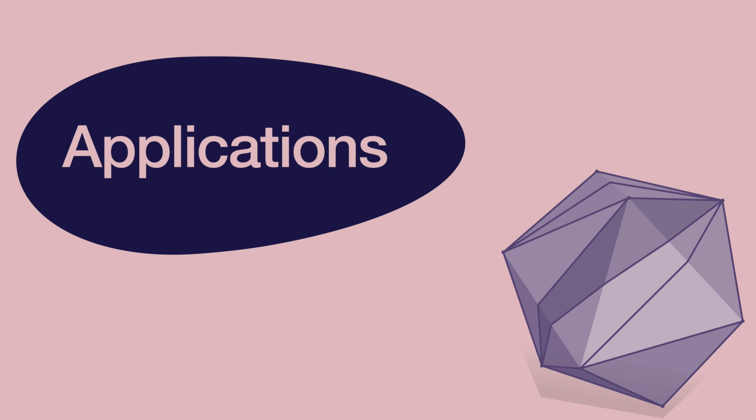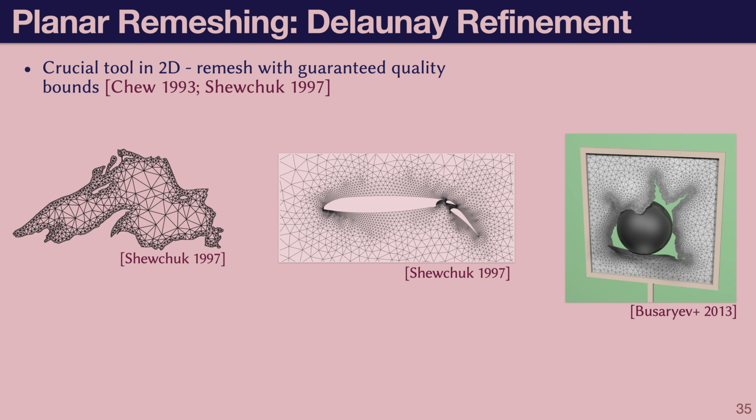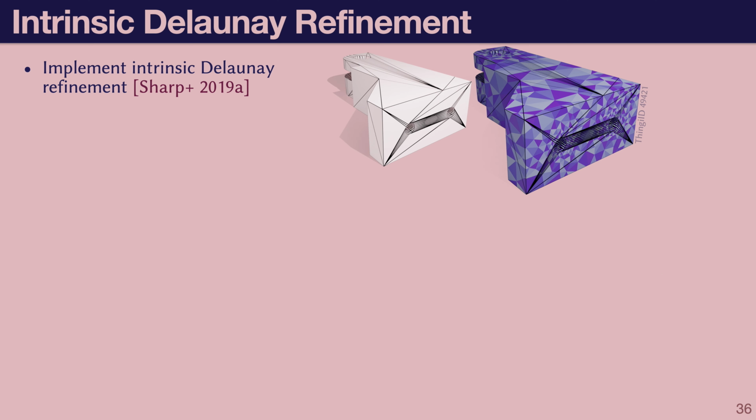Now, let's briefly discuss some applications. First, we'll look at retriangulation. In the plane, there's a classic tool called Delaunay refinement, which efficiently computes meshes with guaranteed quality bounds. This algorithm is used throughout computational geometry and simulation to produce high-quality planar meshes. Using our data structure, we can implement a recently proposed intrinsic version of Delaunay refinement.